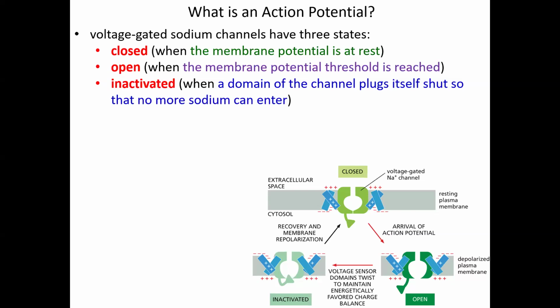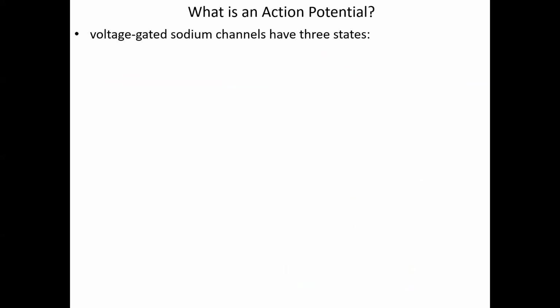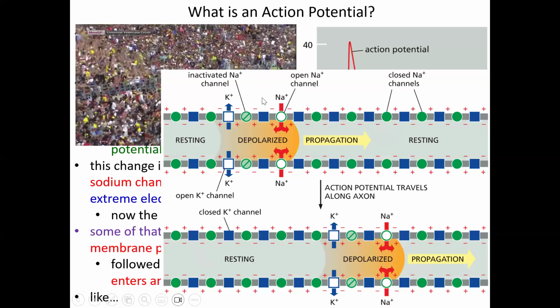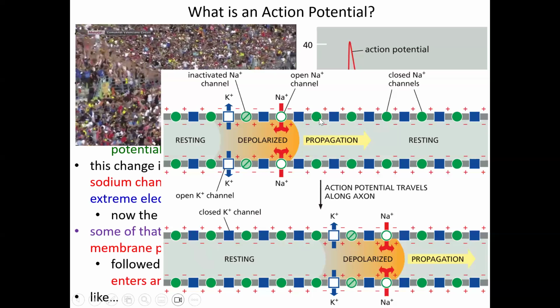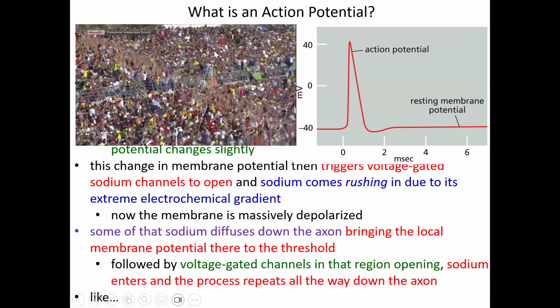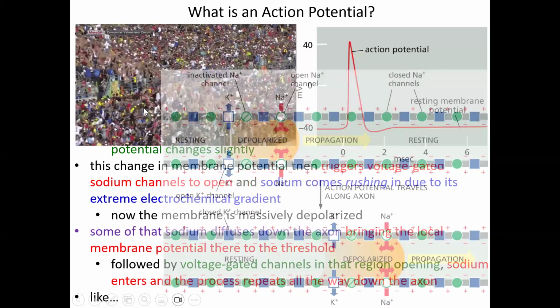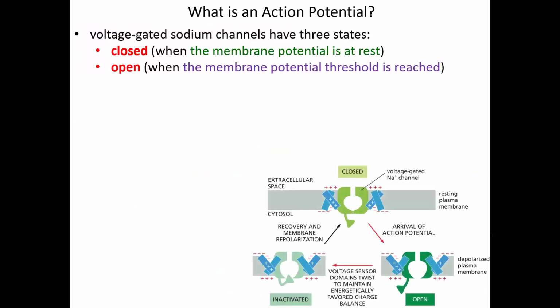But when that channel closes again, after having been just opened, it's inactivated. There's a domain, there's a portion of the channel that plugs itself shut so that it can't open again soon. It's refractory. And this inactivated form allows that patch of the axon membrane to repolarize and not fall into this trap of letting the action potential move in both directions. These channels are open, these channels are closed, and the fans that just sat down are refractory. They're inactivated, and that keeps the wave moving in one direction.